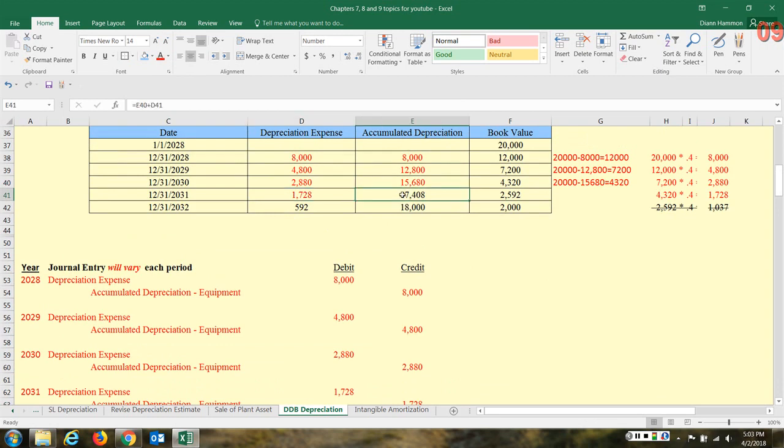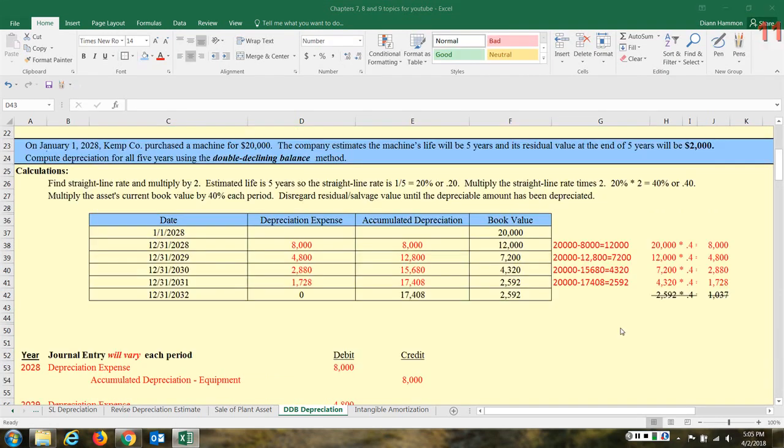Back up to our schedule, $1,728. We're going to add $1,728 to the prior accumulated depreciation of $15,680. We get a total now of $17,408. Let's see how the book value is arrived at after that point. $20,000 minus $17,408 is going to now leave us a balance for the last year of the life of this asset.